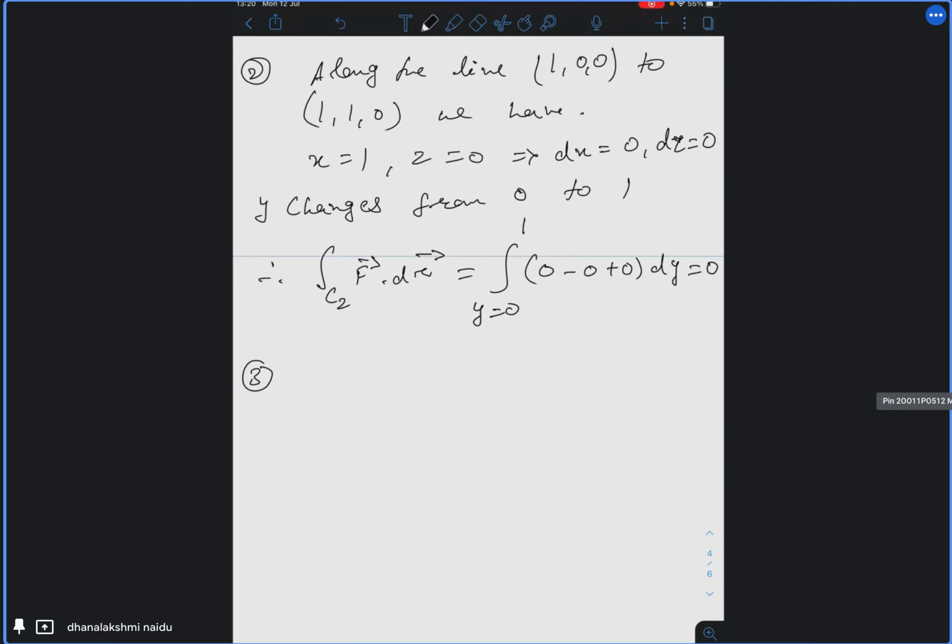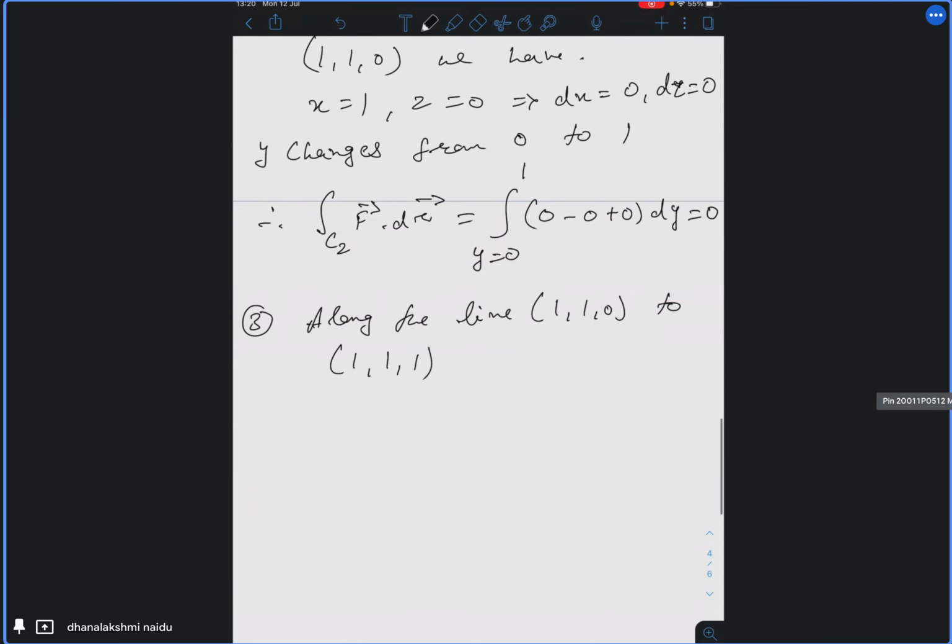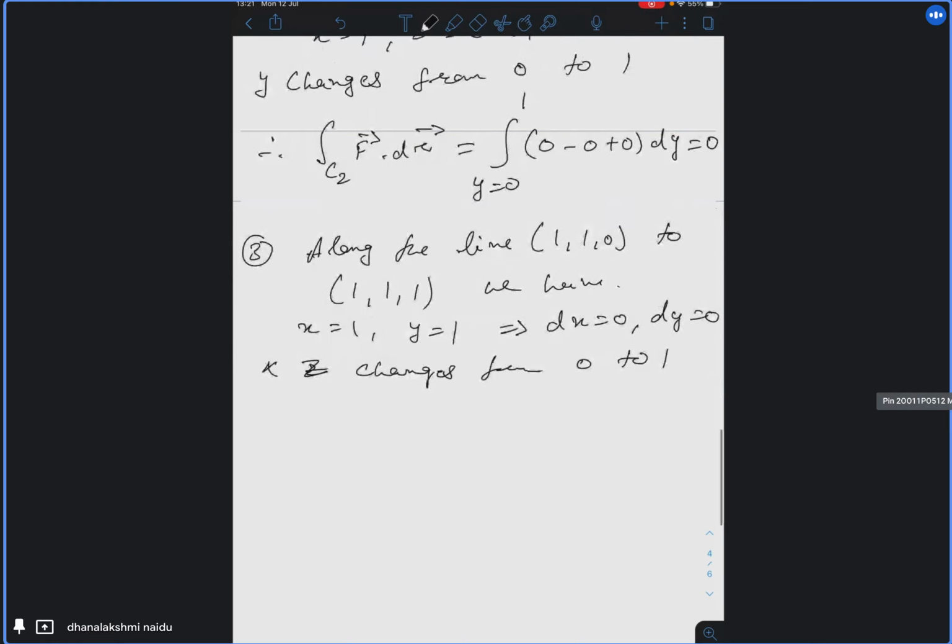Come to the next point, along the line 1 1 0 to 1 1 1. Now again what is here? We have x is equal to 1, y is equal to 1. So dx will be equal to 0, dy will be equal to 0, and z changes from 0 to 1. So these substitutions you will make here.